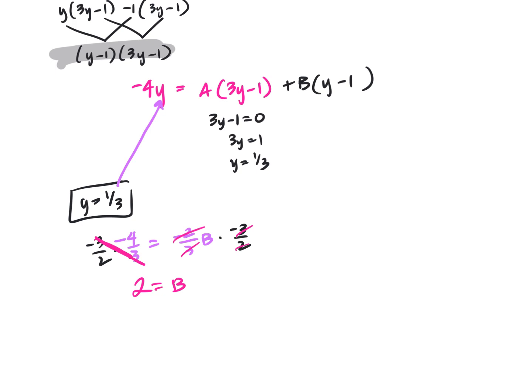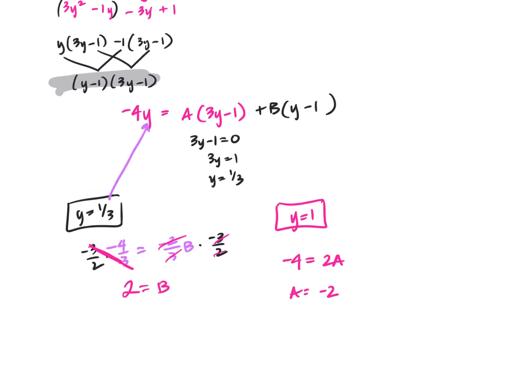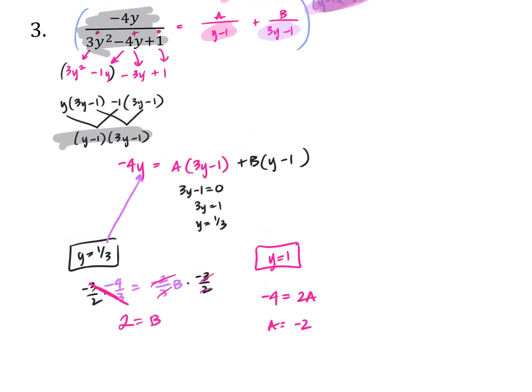What would be my other y value? What am I going to use over here to get rid of my b's? 1. My y is 1 is going to be my other y value. Much nicer. If y is 1, what do we have here? -4. If my y is 1, how many a's do I have? 2 a's, right? What's a? -2. Final answer. Go put your -2 where your a is. So I'd say my final answer is -2 over y minus 1 and 2 over 3y minus 1.